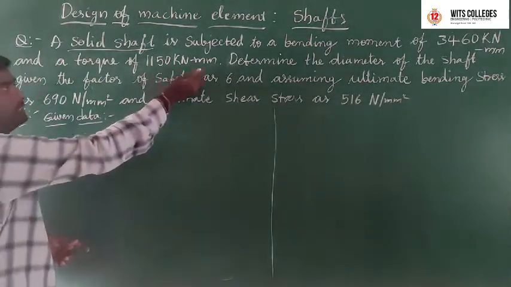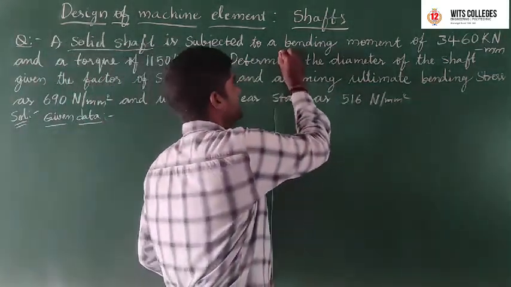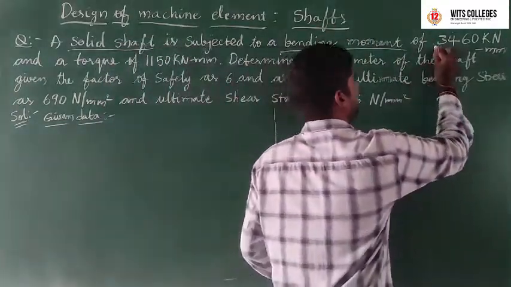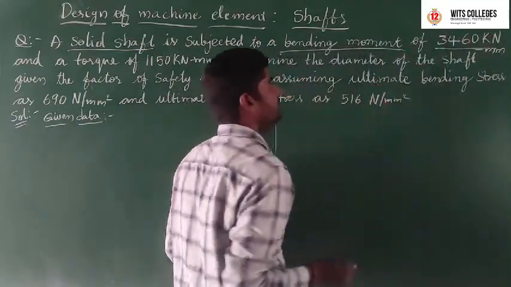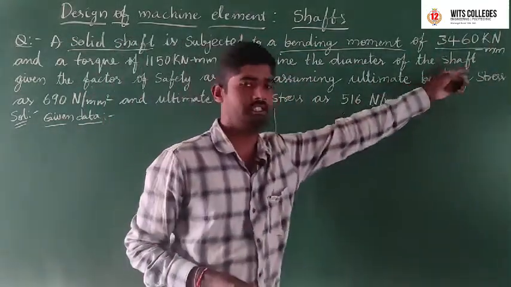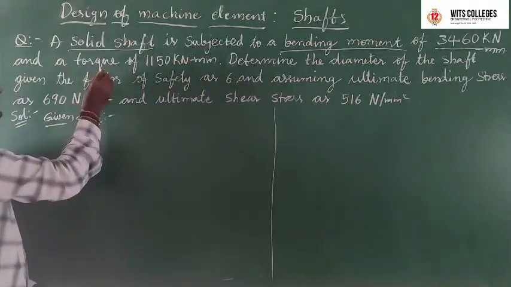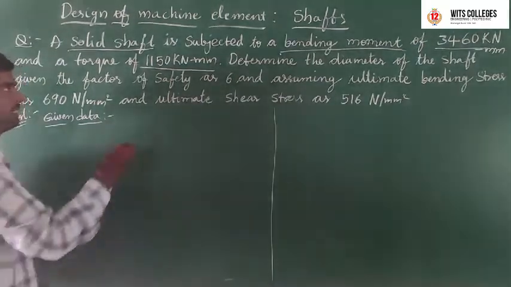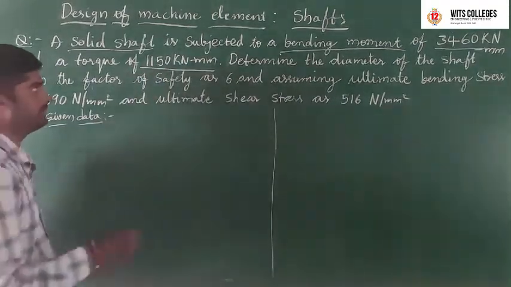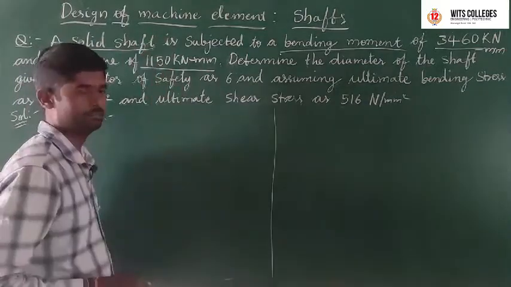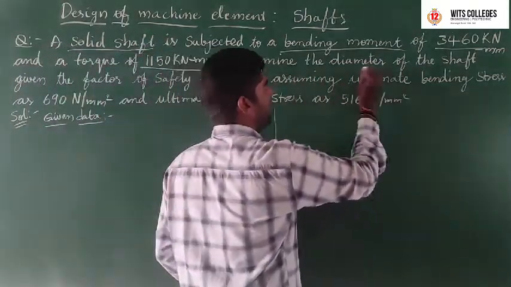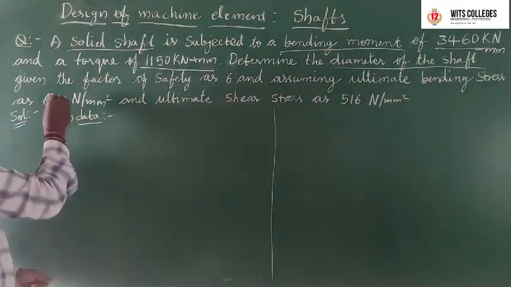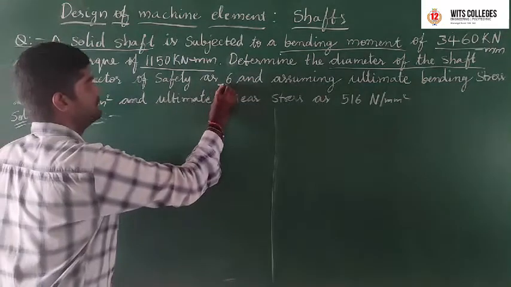A solid shaft is subjected to a bending moment of 3460 kilonewton mm and a torque, denoted by T, equal to 1150 kilonewton mm. Determine the diameter of the shaft, given the factor of safety is 6.